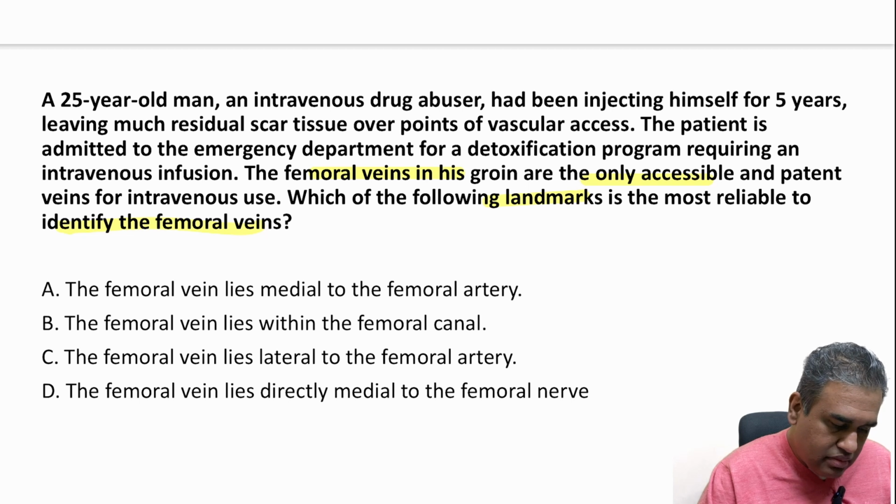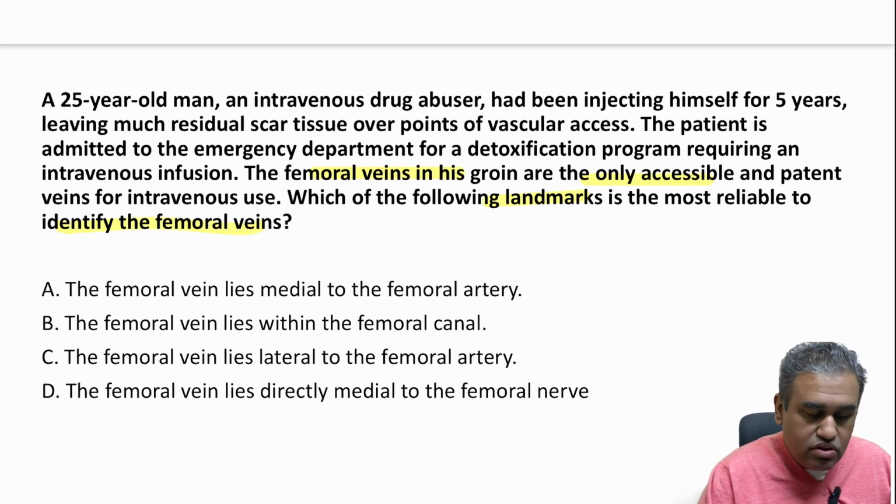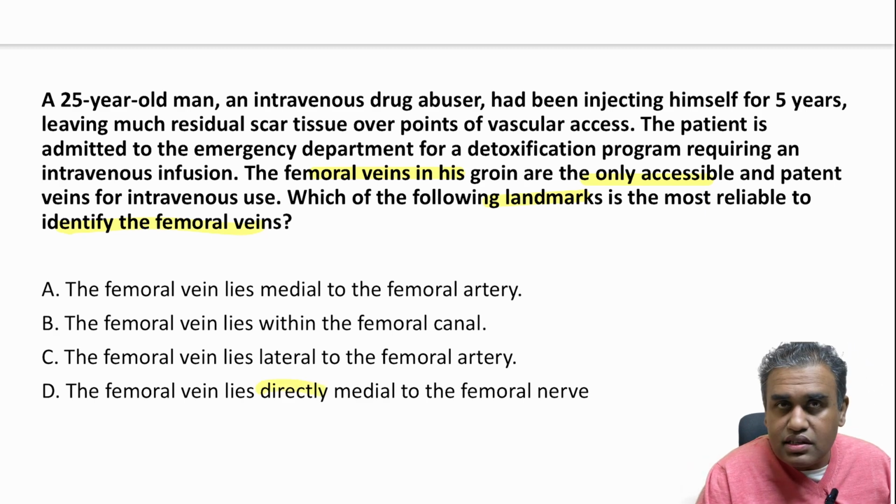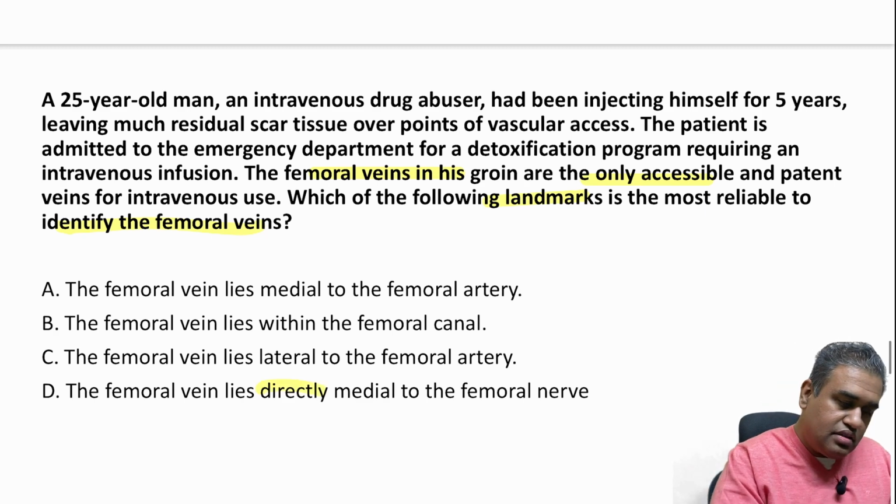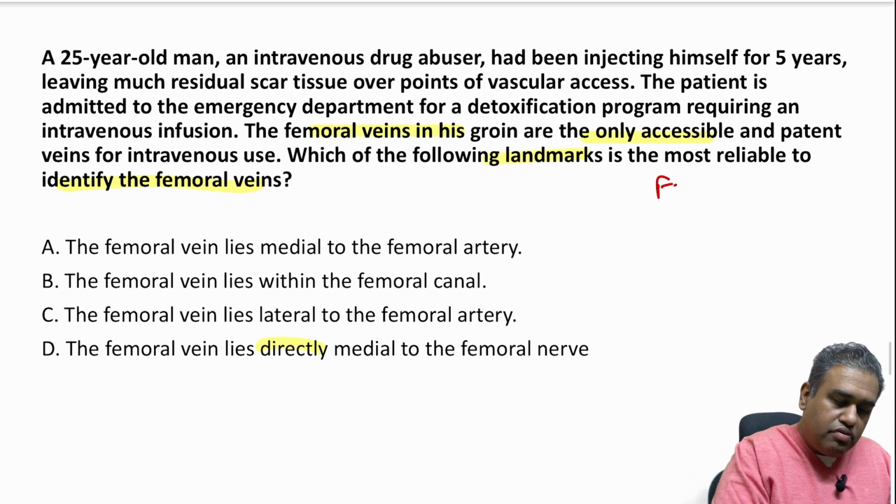Femoral vein lies medial to femoral artery. Femoral vein is in the canal. Femoral vein lies lateral to femoral artery. Femoral vein lies medial to femoral nerve, directly medial to femoral nerve. What is the answer? Remember, this is a question from the topic of femoral triangle.